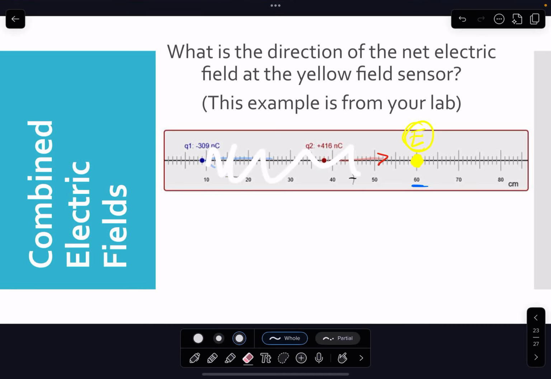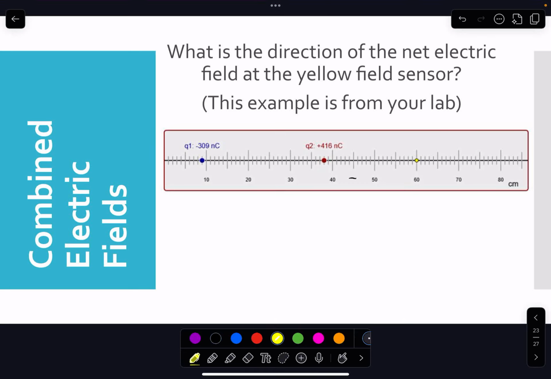Now, let's pretend that instead of being at the 60 mark, it's at the 20 mark. If I want to know what the electric field strength is at that 20 centimeter mark, it's the same thing. My electric field here is going in towards this, and my electric field at my positive is going out. Now if you notice, these are both going to the left.